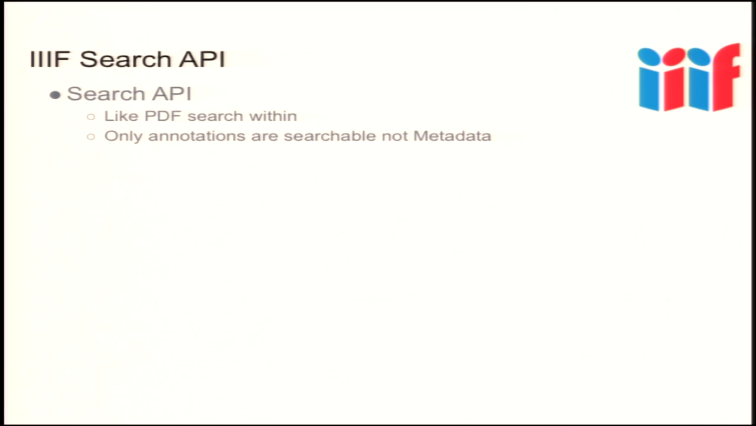So to be able to give access to these annotations, there's something called the IIIF Search API. As mentioned earlier, it's a bit like a PDF search within. So it allows you to search within the content of the images. It's not for searching metadata, it's only for searching annotations within the images.